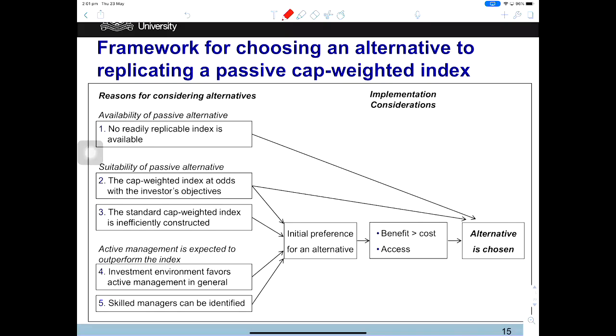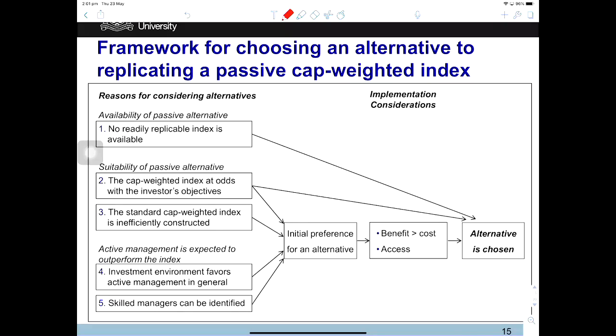Okay, for investors, obviously the passive investment option will probably provide the best option at low cost. But there are some situations when passive is not an option at all. For instance, when no readily available or replicable index is available.